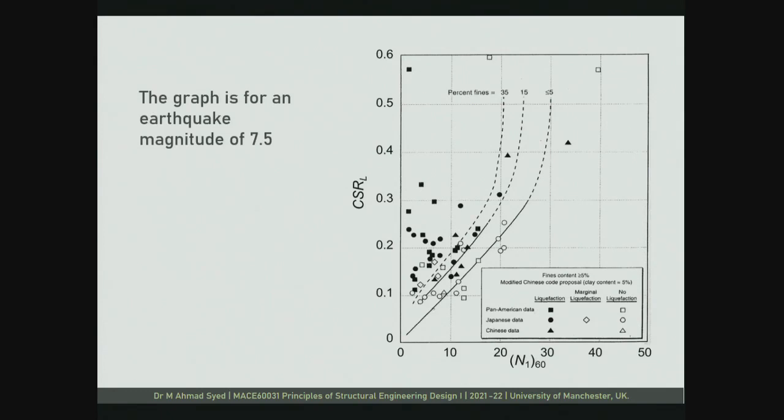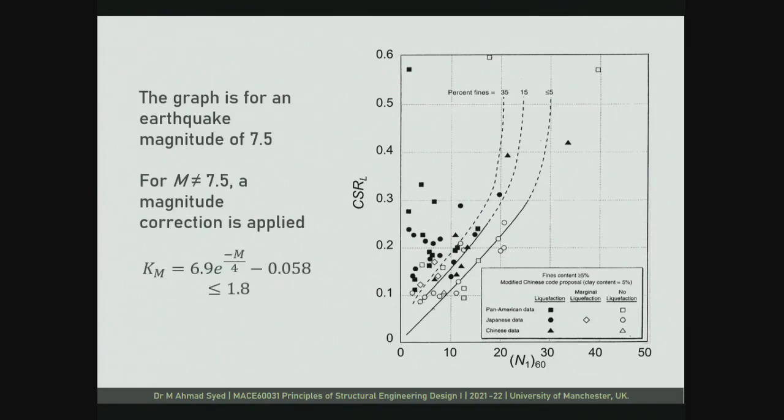Now one more thing to add about this graph is that this graph is plotted for an earthquake magnitude of 7.5. You know that earthquake magnitudes are not always going to be 7.5. So if that is the case, where the earthquake is of 7 magnitude, 6.5, 6, or even higher than 7.5, there has to be some correction factor that we need to apply to the value that we calculate from this. So there is a correction factor which is denoted with K_M, and K_M is 6.9 e to the power minus M by 4, where M is the magnitude of earthquake, minus this. And since it is an empirical relationship, there is a control on this, so it need not be more than 1.8. So it should always be less than or equal to 1.8.